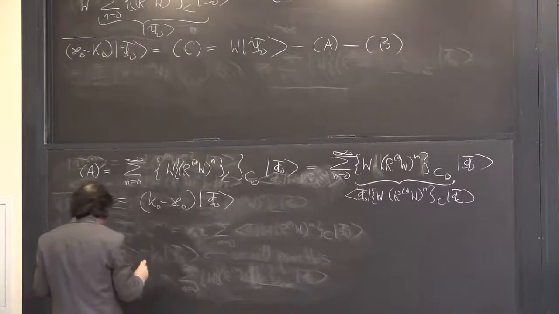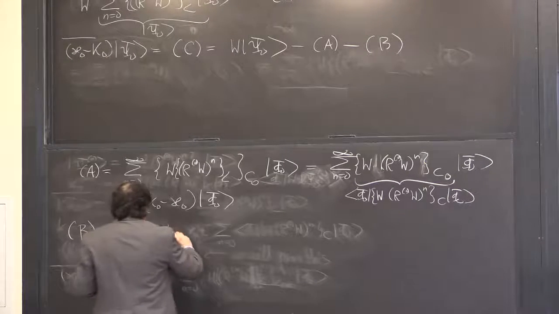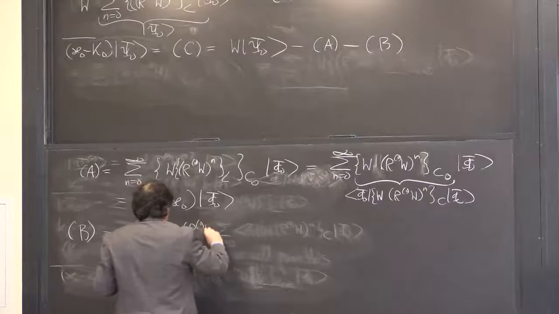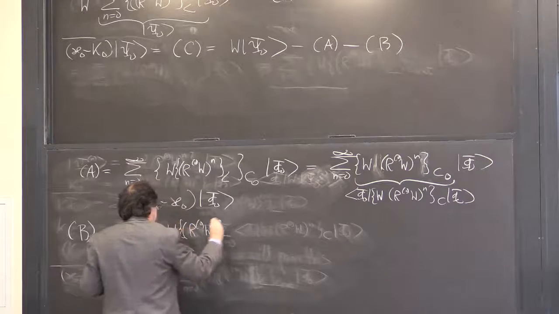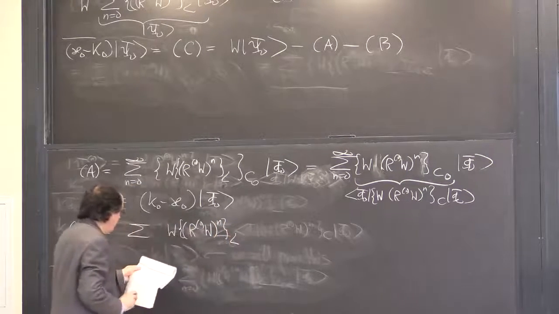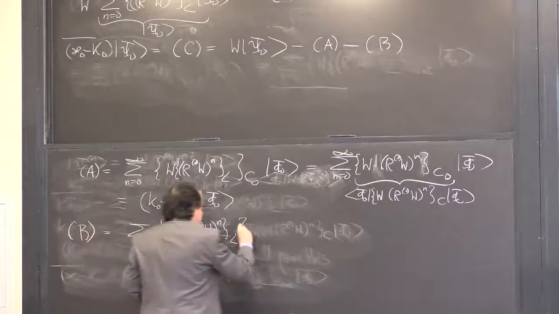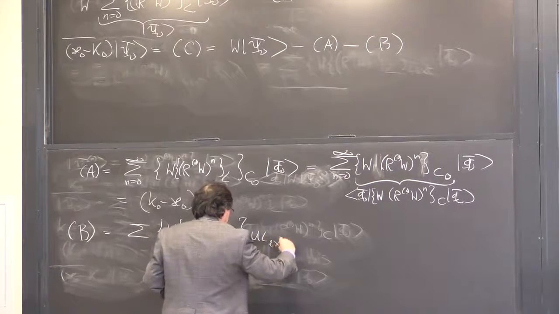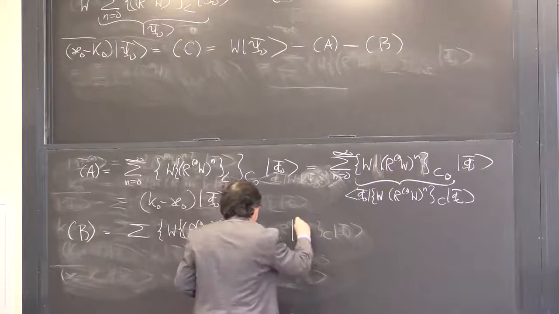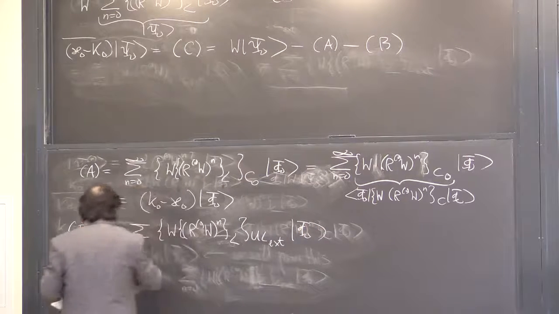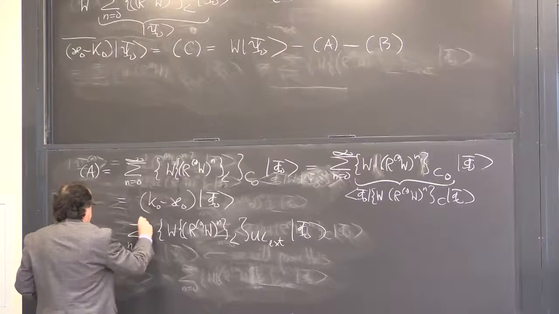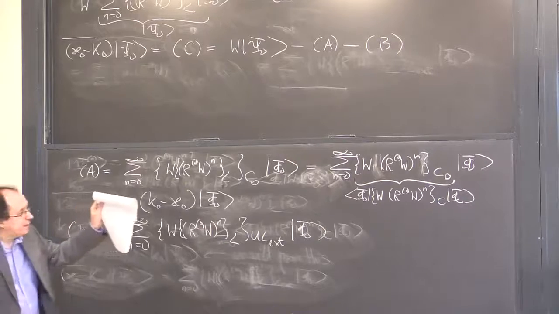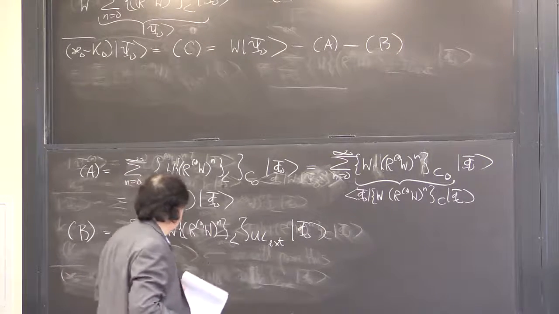Well, B is the situation where we use W to produce unlinked diagrams with external lines, then acting on phi0. And then we have a summation here over n from 0 to infinity. That's how I define the B.